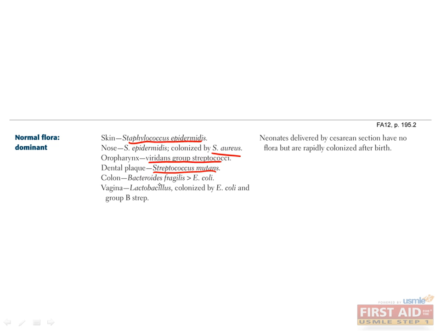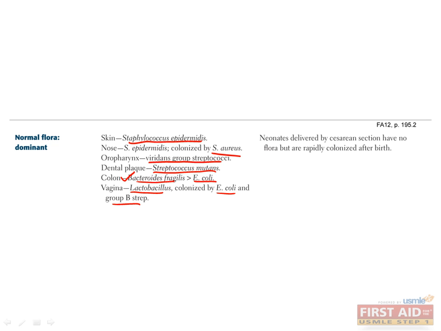In the colon, Bacteroides fragilis and E. coli are both normal flora, although Bacteroides is more common. Lastly, in the vagina, Lactobacillus is normal flora. It can also be colonized by E. coli and group B strep. It's important to keep in mind that neonates who are delivered by C-section have no flora, but are rapidly colonized after birth.